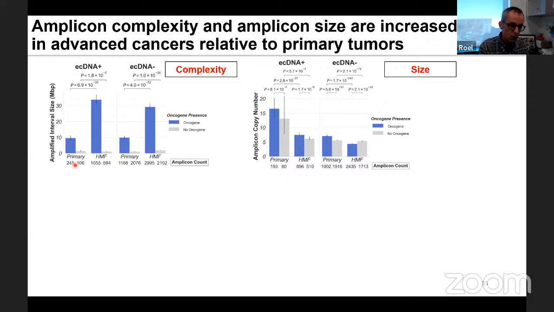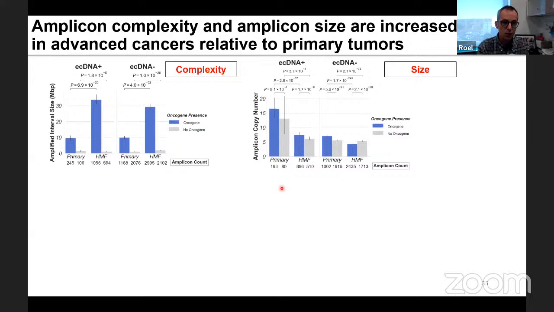Second, we observe that there's a significant increase in complexity between the ecDNAs detected amongst primary cancers versus those detected in advanced cancers. So over time, it appears that the amplicons become more complex. Finally, this is also the case for linear amplicons, for ecDNA negative amplicons. So this effect of increase in complexity is not specific to ecDNA. We see a similar effect for linear amplicons. And of course, because there's more complexity, there's also a difference in size.